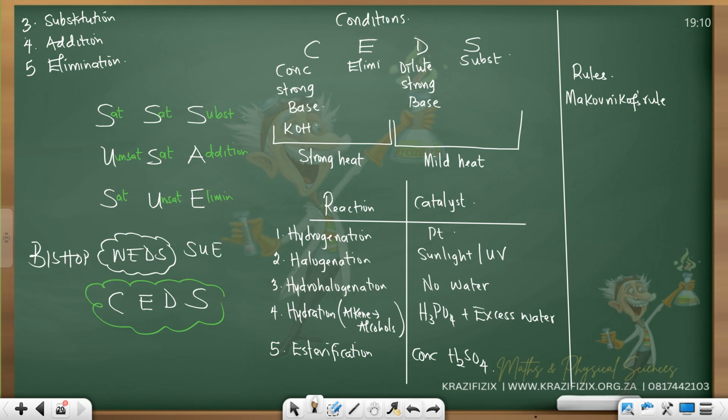Markovnikov's rule. So we just say the rich gets richer. I'm going to show you how that works. Rich gets richer, and if that's the case, the poor also gets what? Poorer. So that's just a simple illustration of how to use the rule. Guys, and I will be done with reactions. Can we pick one question to do together very quickly?